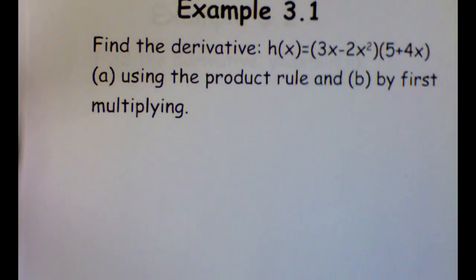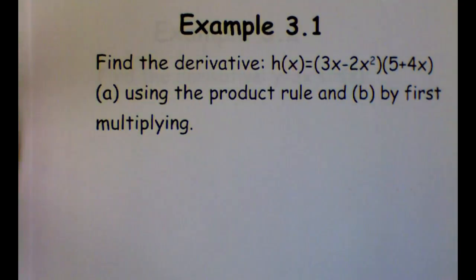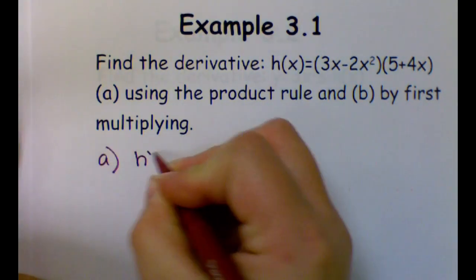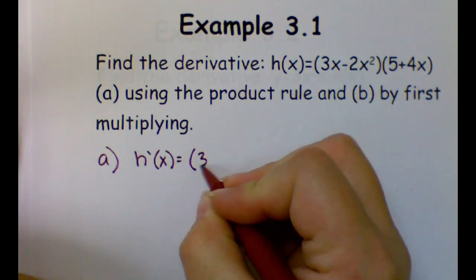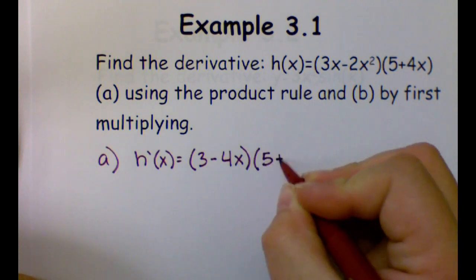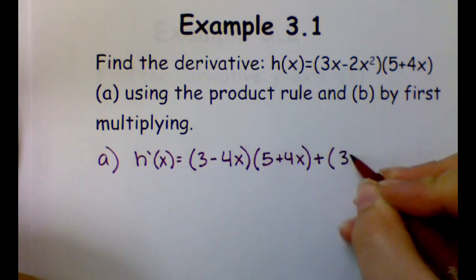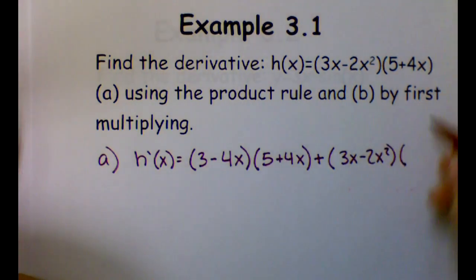So let's find the derivative of h of x equals all this craziness. First way is by using the product rule. The product rule says that I have h prime of x equals the derivative of the first part, which is 3 minus 4x, times the second part unchanged, plus the first part unchanged times the derivative of the second part, which is just 4.